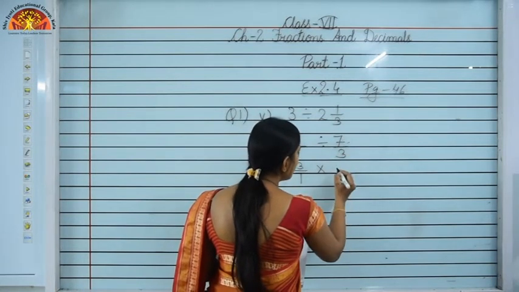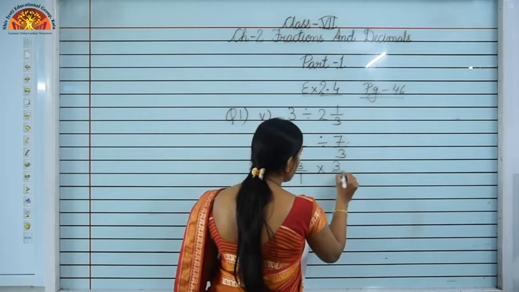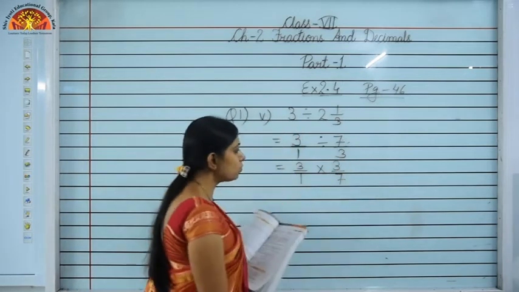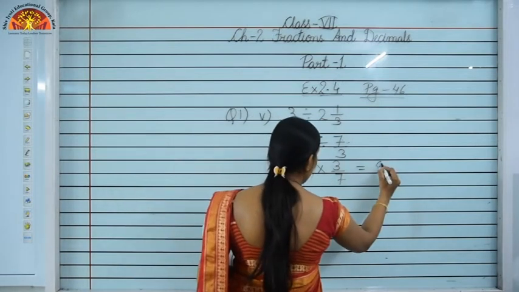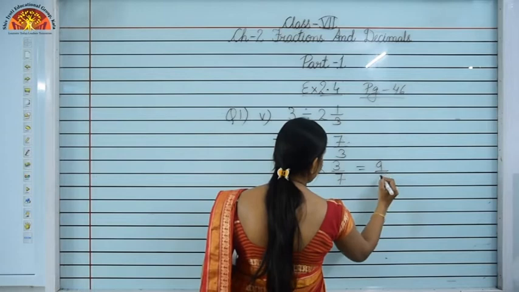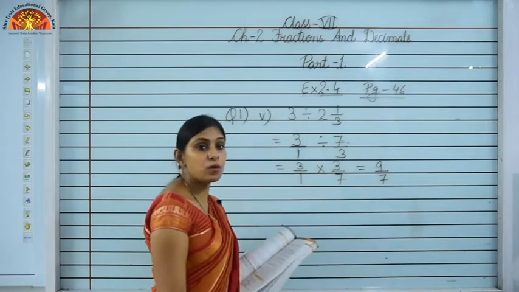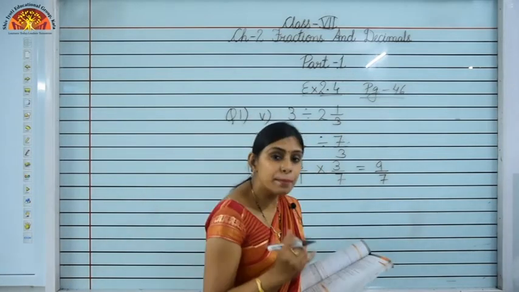So 7 upon 3. So its reciprocal will be 3 upon 7. Now you can see you can't simplify it further. So 3 into 3 is 9 and 1 into 7 is 7. So your answer is 9 upon 7, which is the improper fraction.